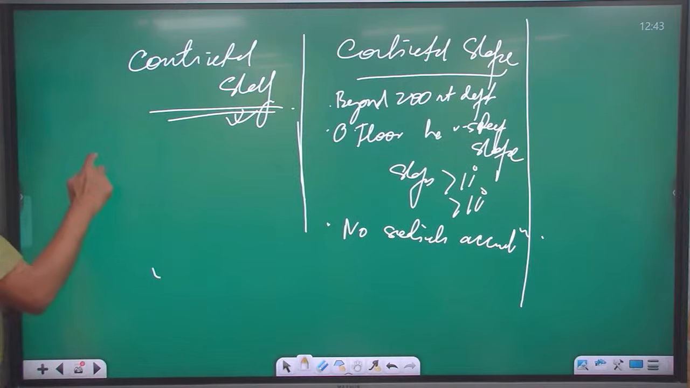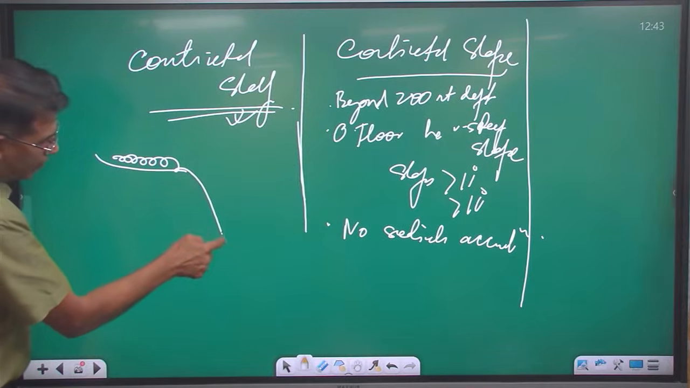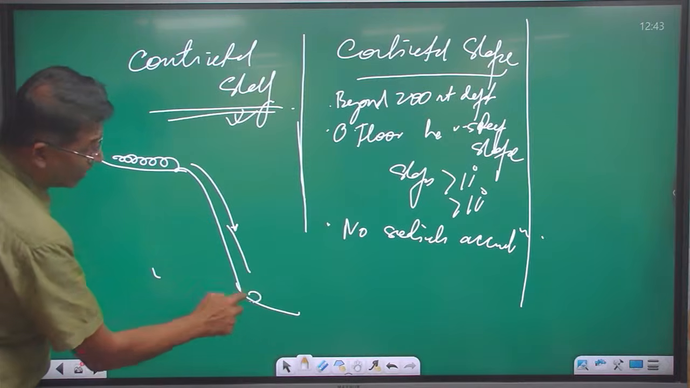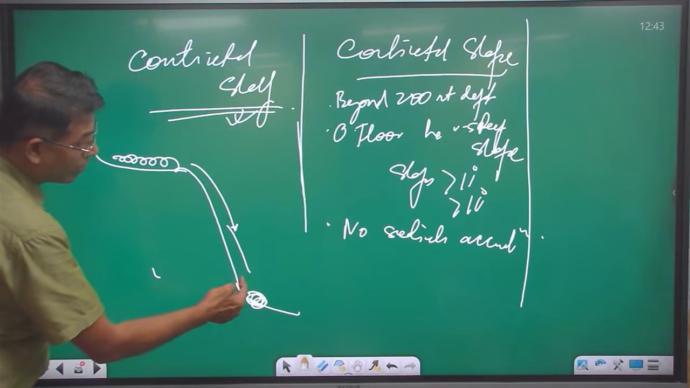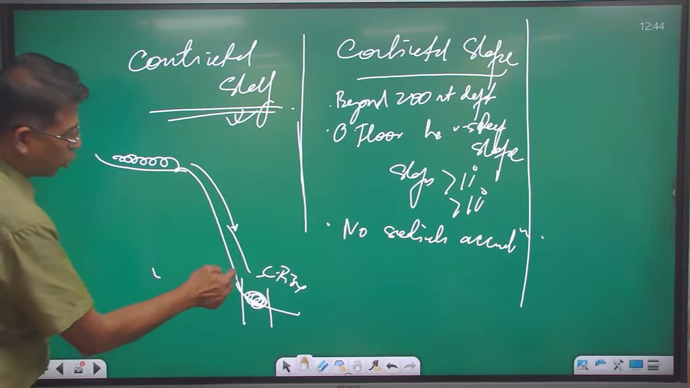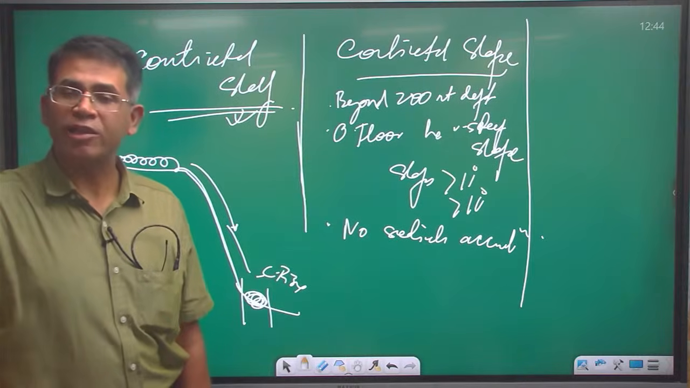So the shelf is shallow, and sediments collect here. But the slope is very steep, so whatever there is will fall and accumulate here. This is the continental rise, but the slope is largely barren. It doesn't have sediments accumulating.